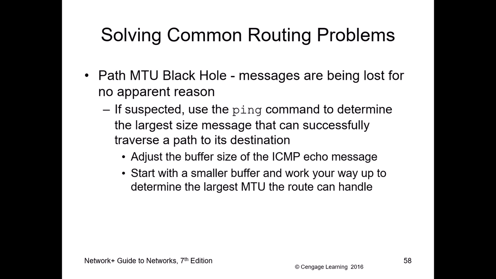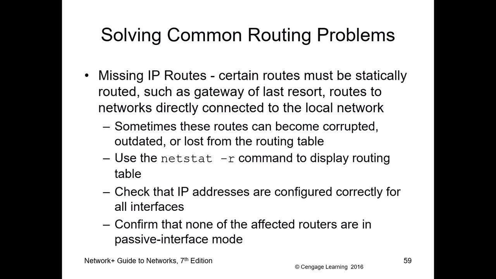All right. Remember, black hole messages are being lost for no apparent reason. If you have your packets being lost for no apparent reason, use the ping command to see if the frame is too large. Remember, we said the maximum MTU, the maximum transmission unit, can only be 1500. So if your message is huge, it may not get to its destination. You can use the netstat command to display the routing table. For example, if you have a missing route in the routing table, it could be lost, so you want to check to see if it's in the routing table or not, because if it's not in the routing table, it's never going to reach its destination.